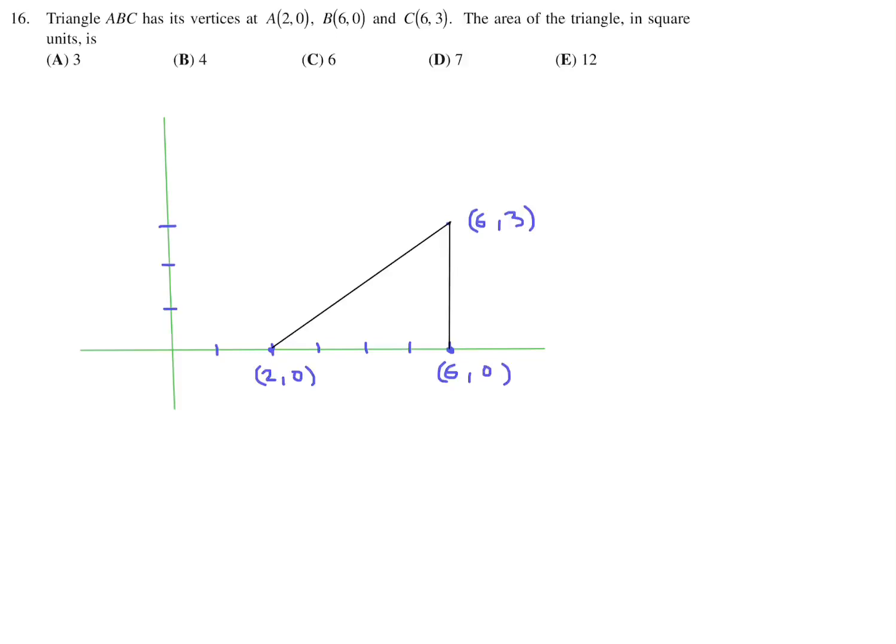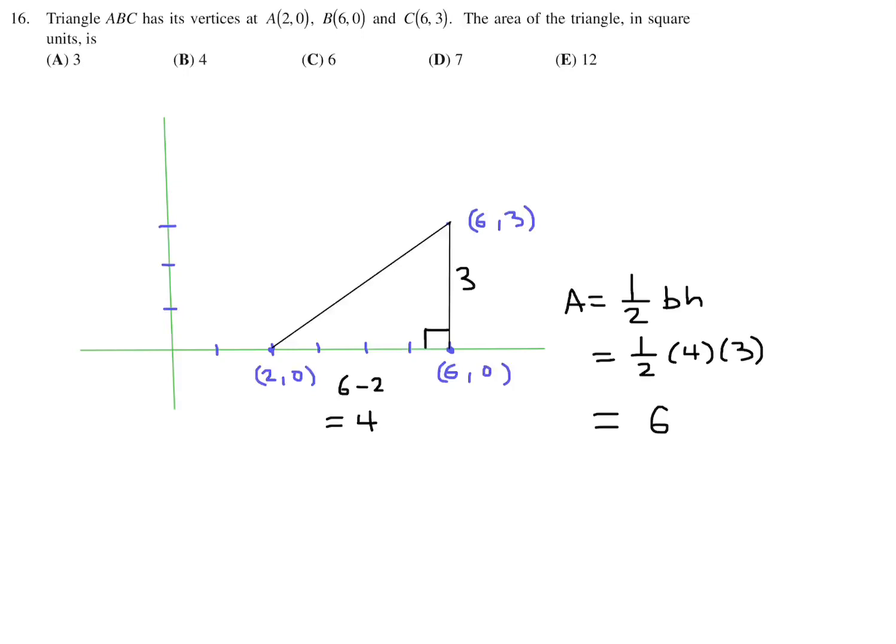Okay, no problem. The first thing you'll notice is that this is a right triangle. The distance from here to here is 3. The distance from here to here is 6 minus 2, which is 4. And therefore the area of this triangle is 1/2 base times height. 1/2 base, which is 4, times height, which is 3. So 12 divided by 2 is 6. So 16, the answer is C.